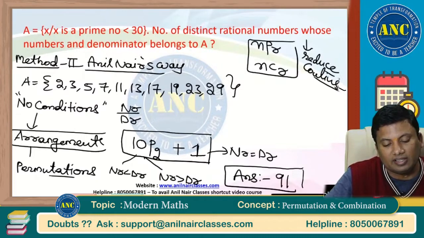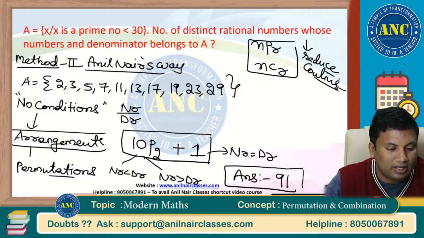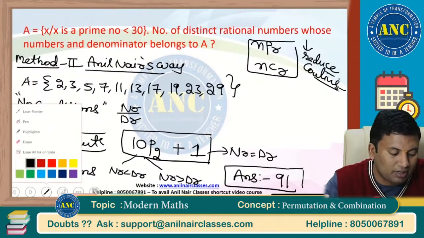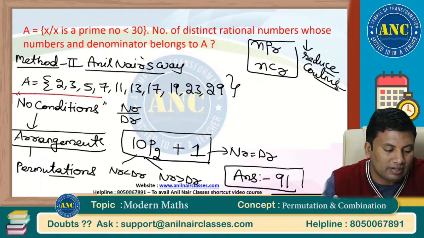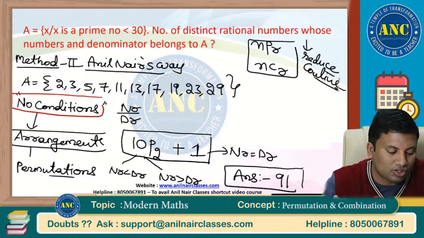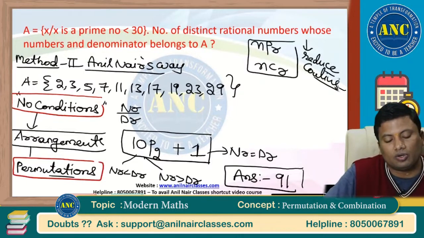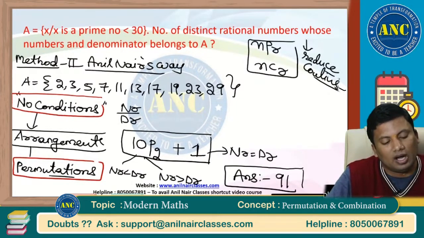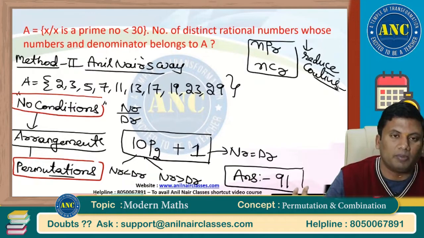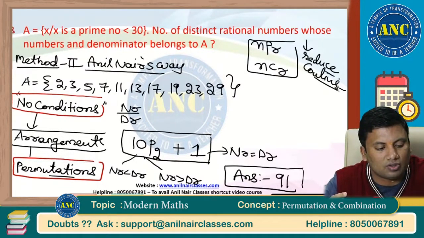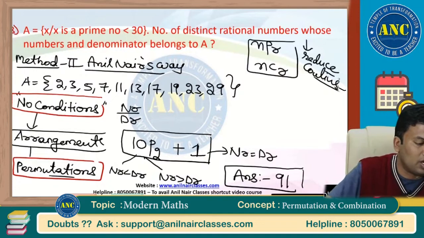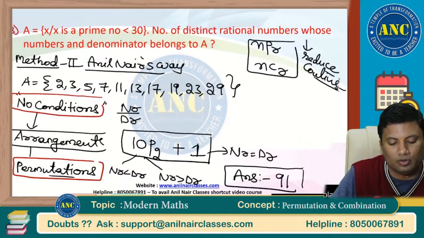2, 3, 5, 7, 11, 13, 17, 19, 23, 29. Please, these two questions are extremely important. This will give us a new learning. If there are no conditions in the question, use permutation. Otherwise, use combinations. Everybody kindly reply if this third question is also clear to you.